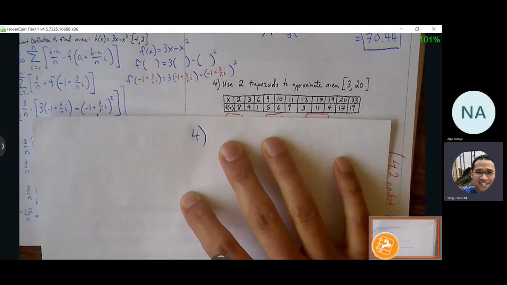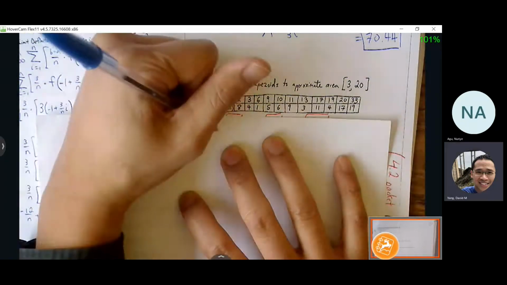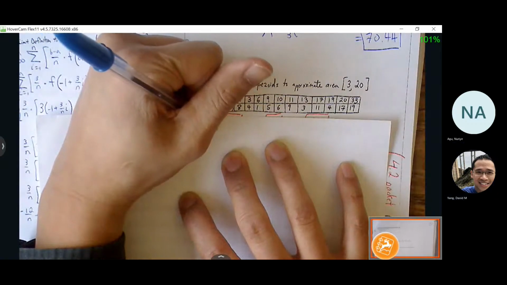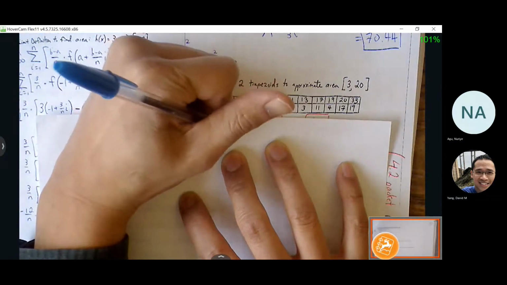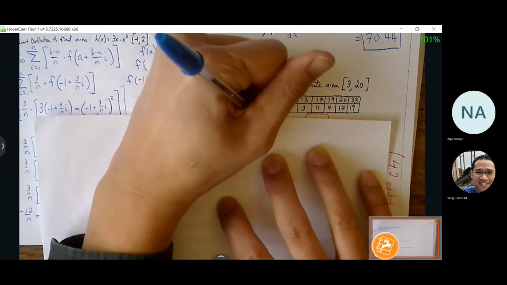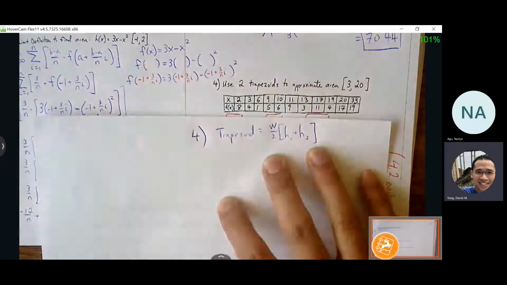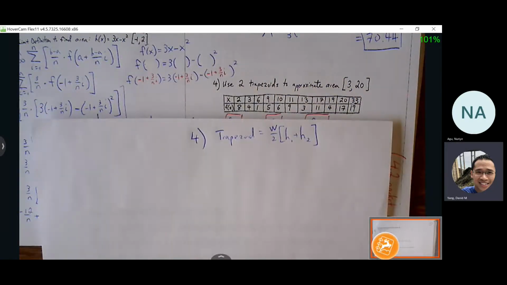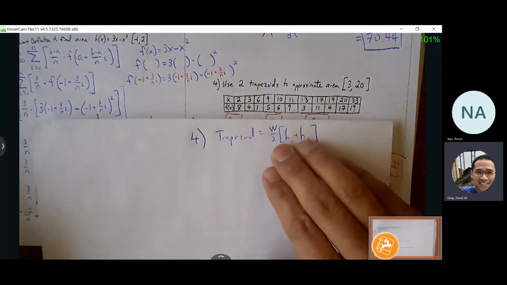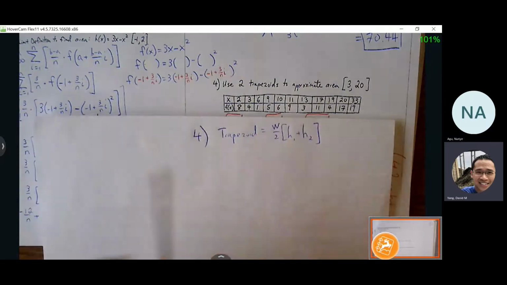Okay, two trapezoids from 3 to 20. Here's the trapezoid area formula. It's width over 2, height 1 plus height 2. Each trapezoid, you're only going to pick 2 heights. We're not going to add up all those heights, even though there are all these numbers in between. So this is 2 trapezoids, so you want to span your intervals so that they're overlapping at the endpoints, but at the same time, each interval covers the same number of ordered pairs.